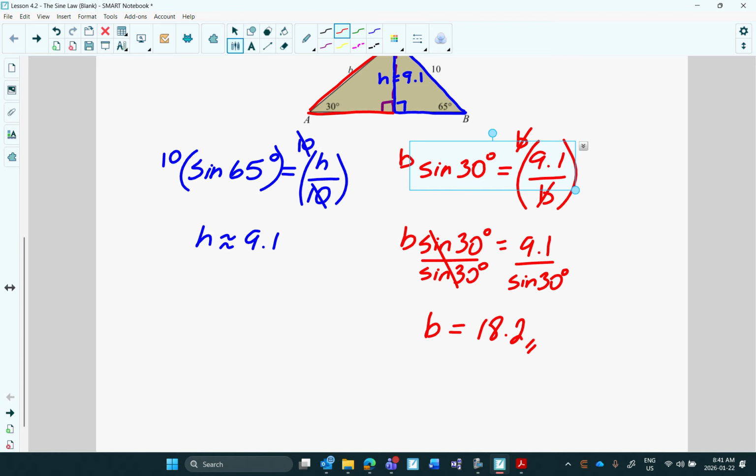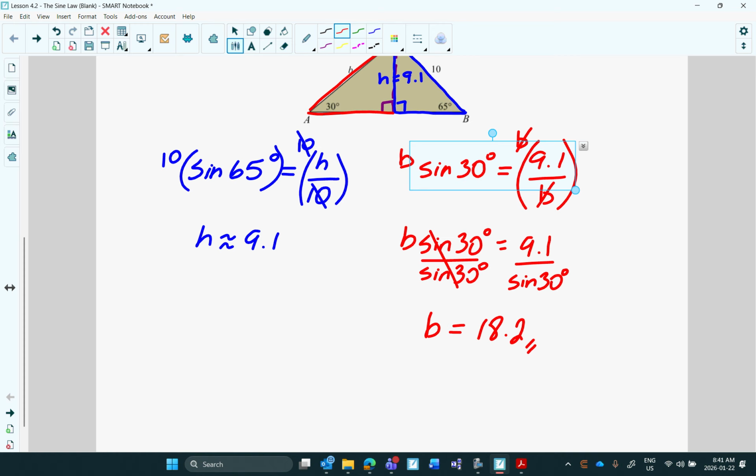Well, that's a fair amount of work. Mathematicians are lazy. We like to look for shortcuts. There is a formula that we can use that blends these two together into one calculation, and it's called the sine law.